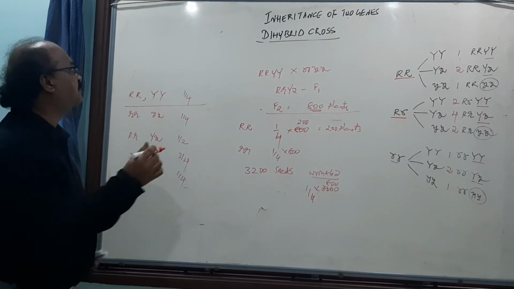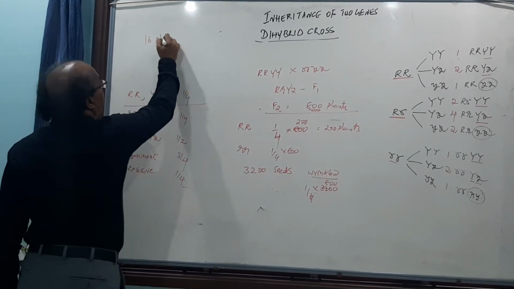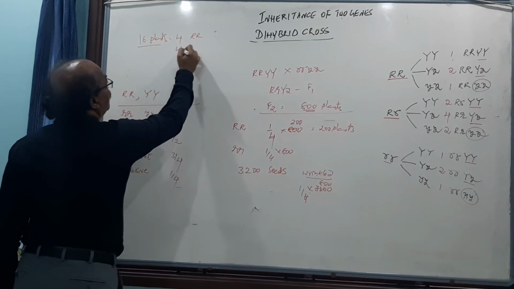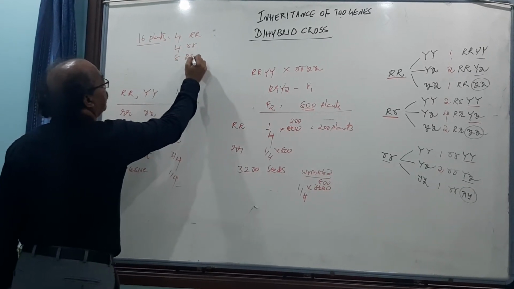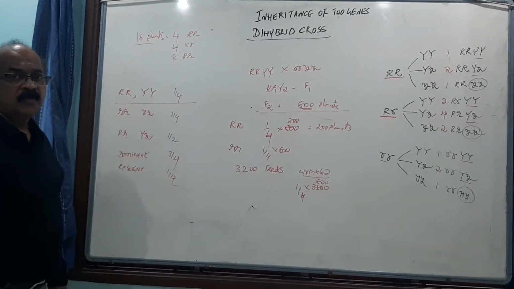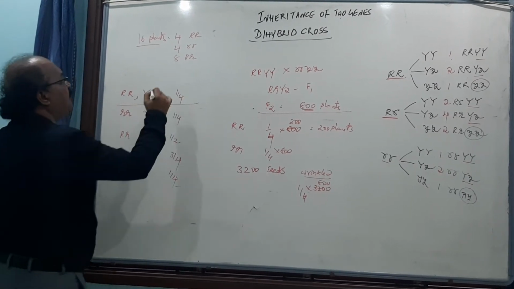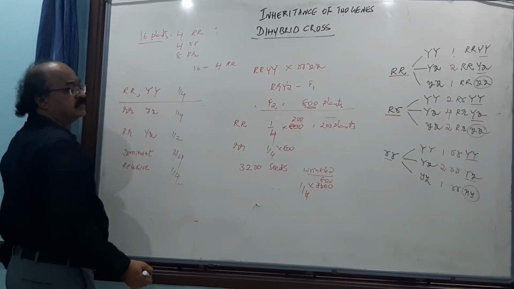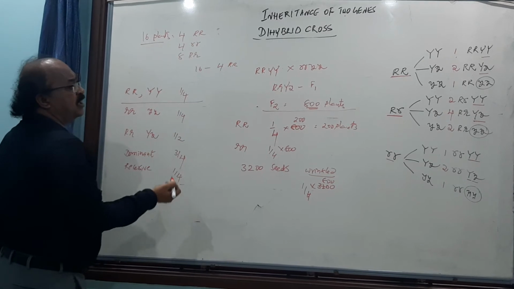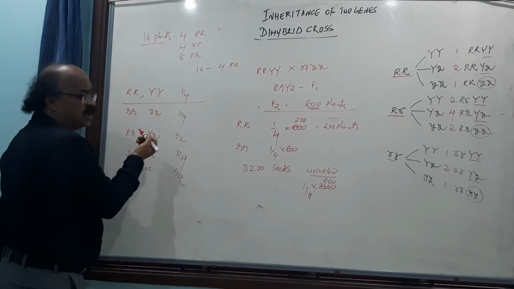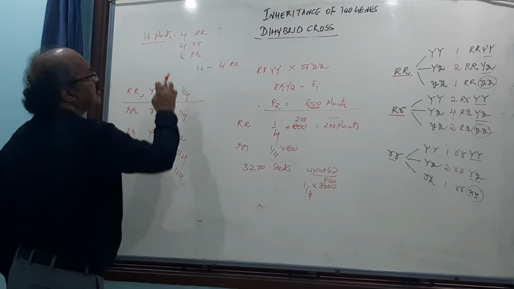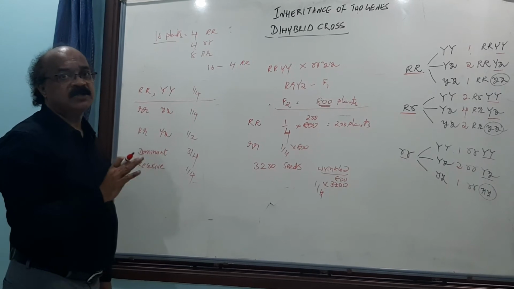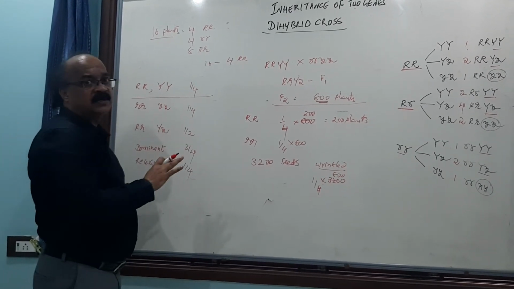Or cross check. For every 16 plants, 4 are capital R, 4 are small r, 8 are capital R, small r. That also you can do. For every 16 plants, 4 are capital R for a given 800. For every 16 plants in F2, 4 are small r, for a given 3200 seeds, how many? Like that also you can check. So those are the problems you will get.